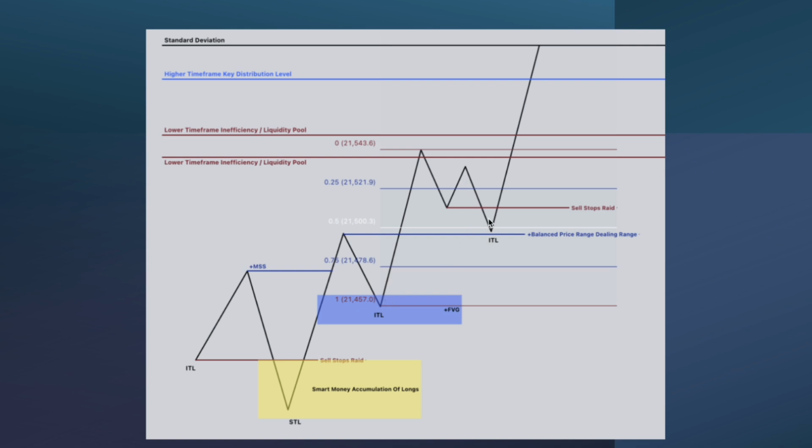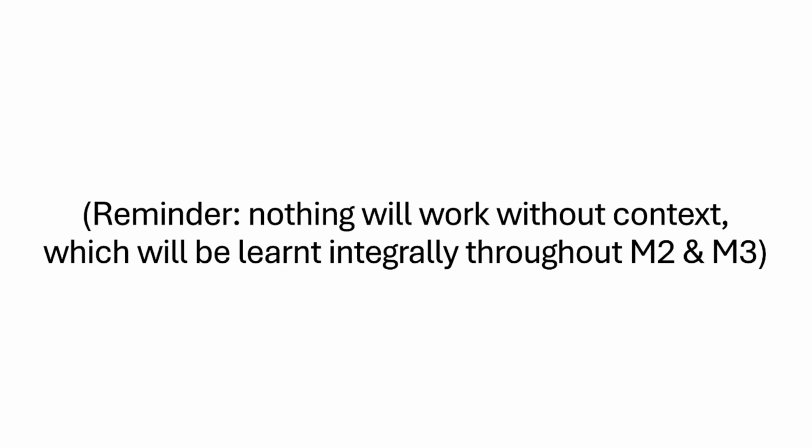And then we have yet again an intermediate term low because the market goes back below a level of sell stops. This would be a short-term low, and then the market would create another short-term low, and then it's going to rally from it. So this is going to be an intermediate term low, which should not be taken because we went below a level of sell stops. And again, short-term low, intermediate term low, higher until this point. And again, I'm going to remind you that nothing will work without context, which will be learned integrally throughout month 2 and 3, and also 4 and 5.